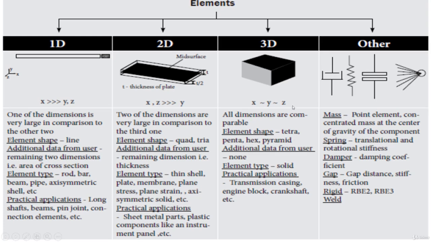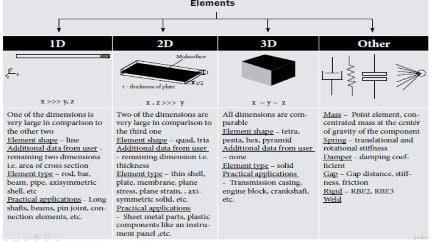The element shapes available for 3D are tetrahedral, hexahedral, pyramid and other sorts of elements. There is no additional data you need to give for the element in order to perform the analysis. The element type is a solid element, and practical applications are where there is a solid body, where you are going to use this 3D element, like a transmission, engine block, crankshafts, etc. And as I've told you, wherever it is possible, we are going to idealize or simplify this 3D and make it a 1D or 2D.